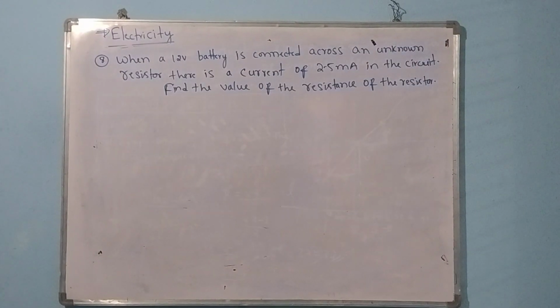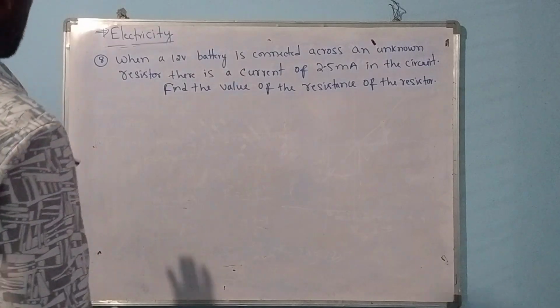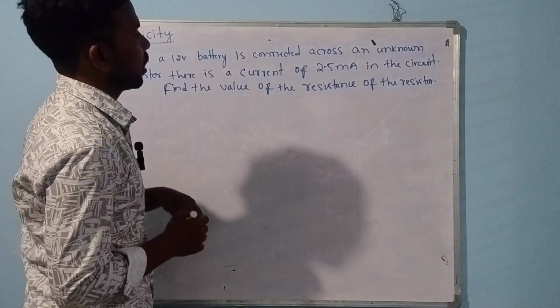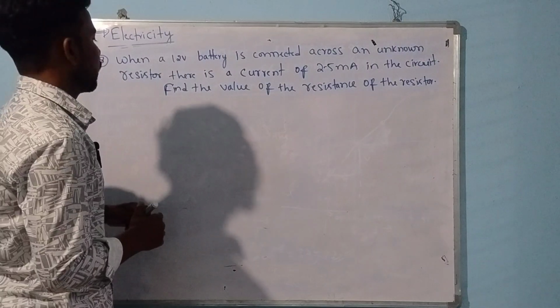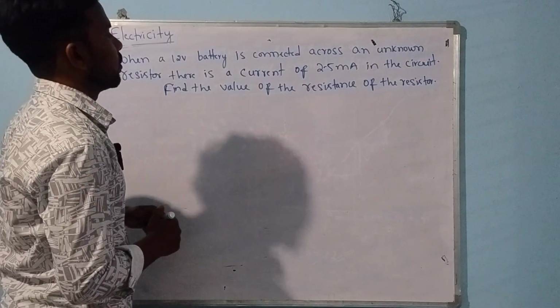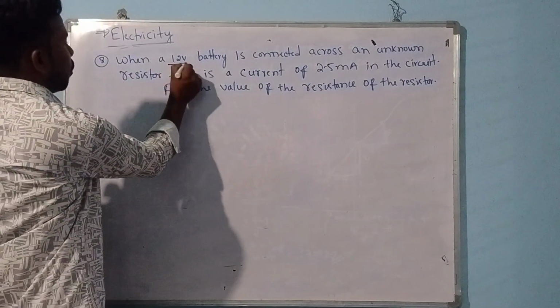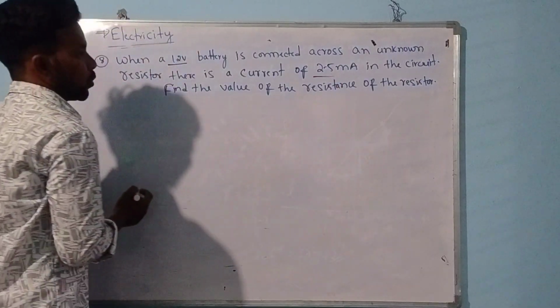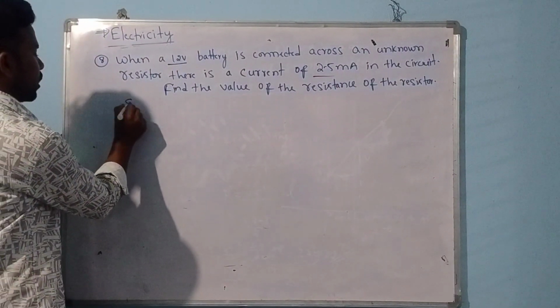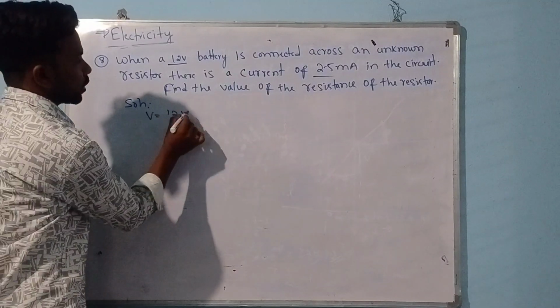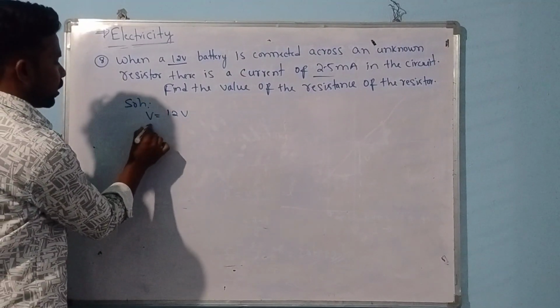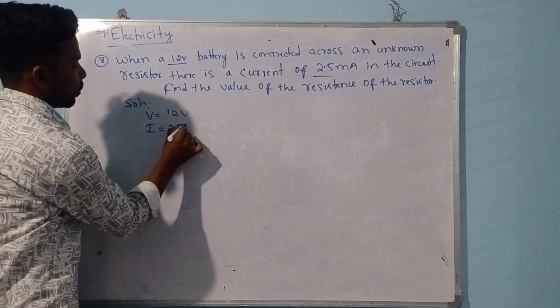Here is one more very easy question. When a 12 volt battery is connected across an unknown resistor, there is a current of 2.5 milliampere in the circuit. Find the value of the resistance. What is the given data here? Voltage is given as 12 volt. Current is given as 2.5 milliampere.